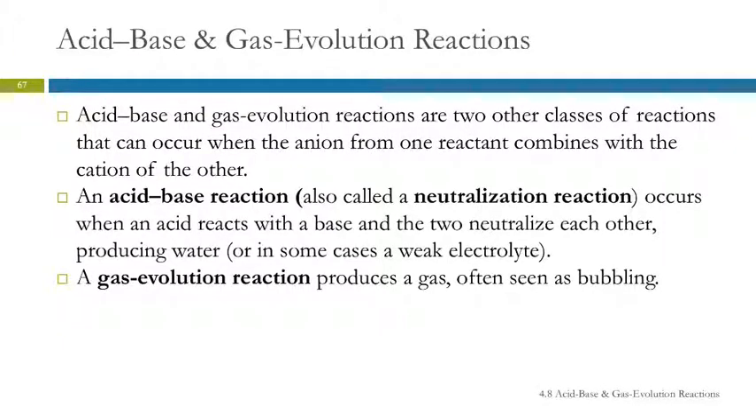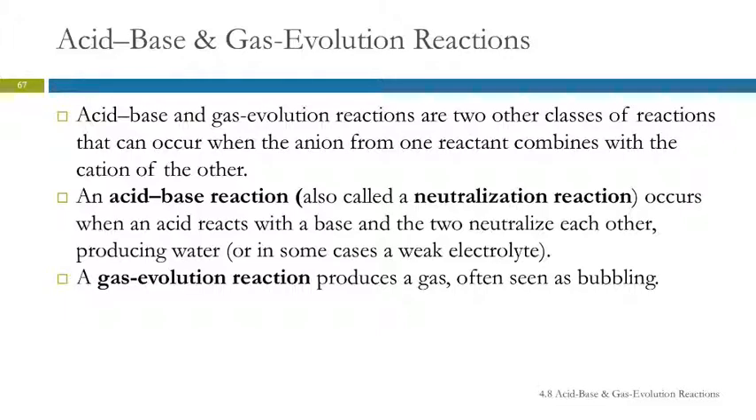So we're going to talk about some different kinds of reactions. We talked about precipitation reactions. There are also acid-base and gas evolution reactions, and these can also occur when we've got the anions and cations swapping places. So acid-base reaction, also called a neutralization reaction, as the name suggests, we have an acid and a base, and they react to neutralize each other.